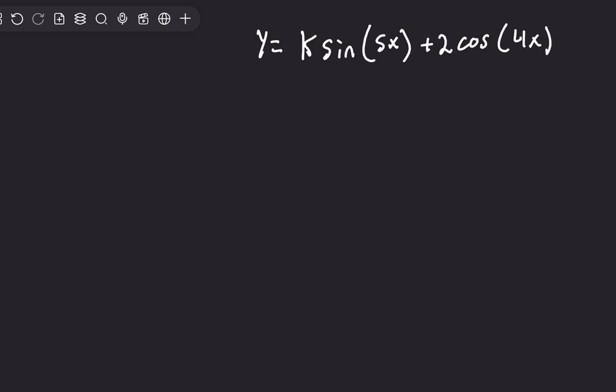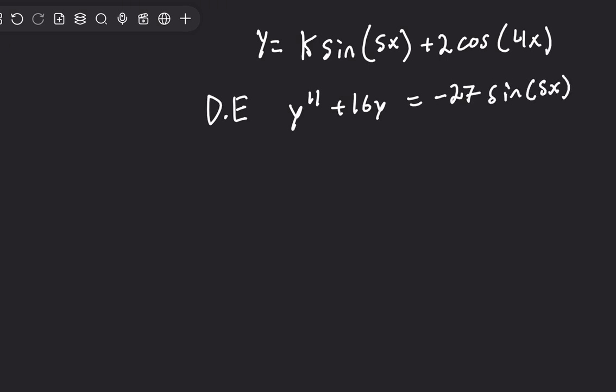So our y that is given is k sine 5x plus 2 cosine 4x. Okay, and then the equation that we're checking for is y double prime plus 16y equals negative 27 sine 5x. Okay, so this is not going to get touched. We're just going to check for this and then plug the k value and that will work for it.